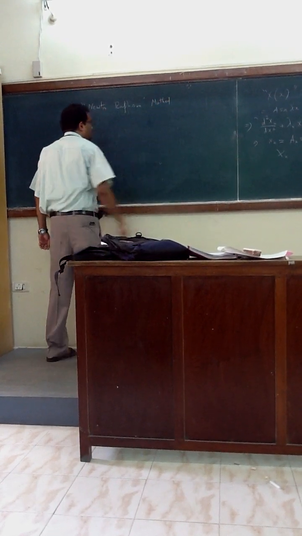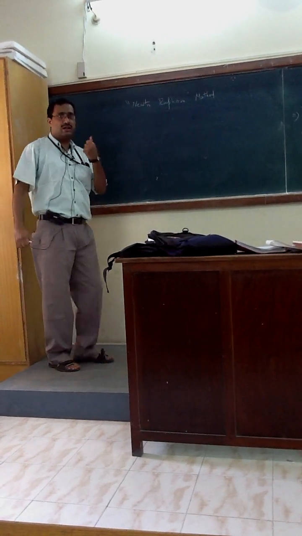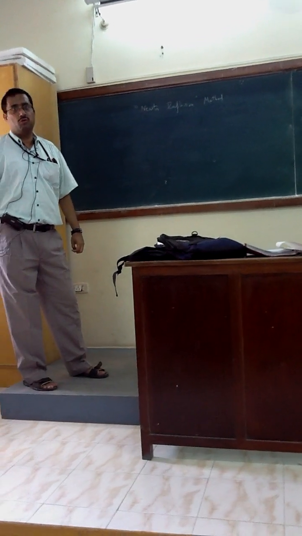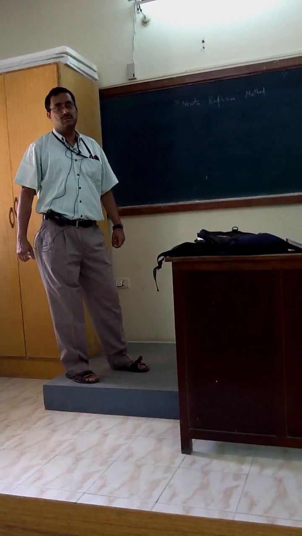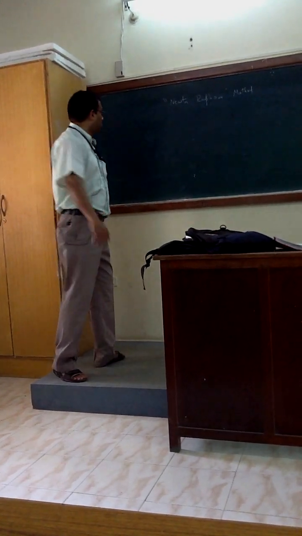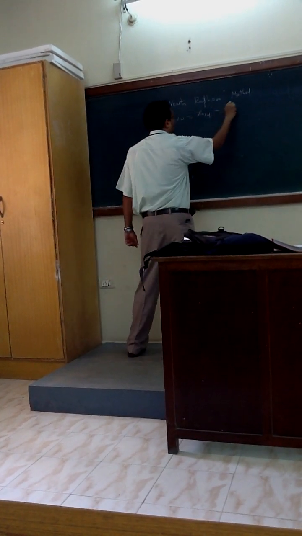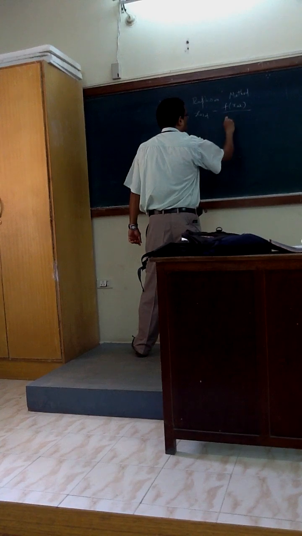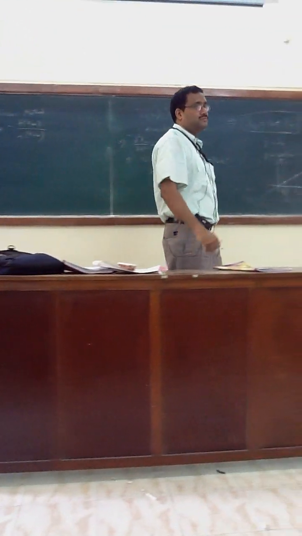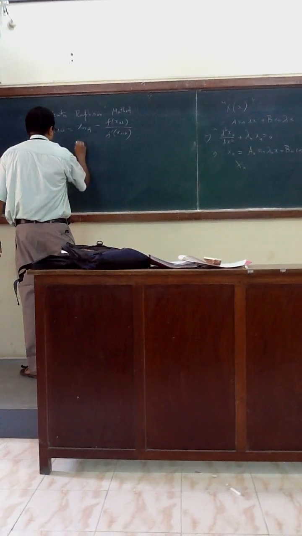What is the Newton-Raphson method? Do you remember? Some formula will tell. Can you derive the formula for the Newton-Raphson method? Taylor series. Very good. x new equals x old minus f of x old by f prime of x old. This is the formula for the iteration method. So lambda n equals what?